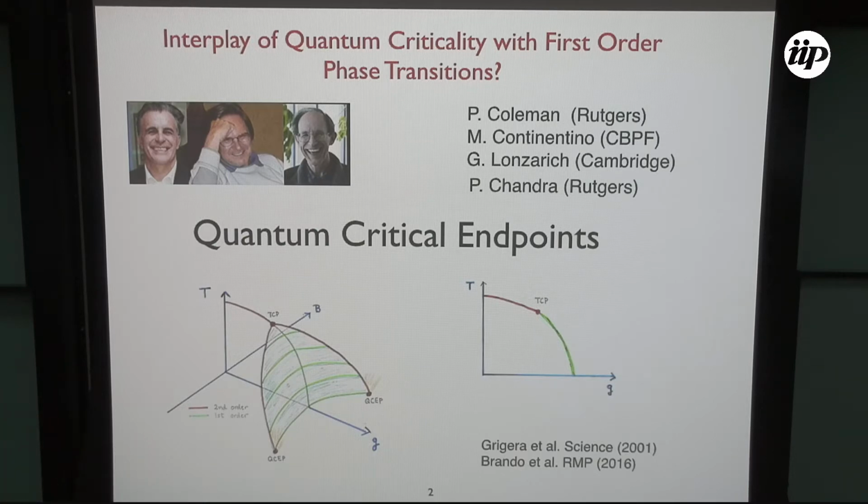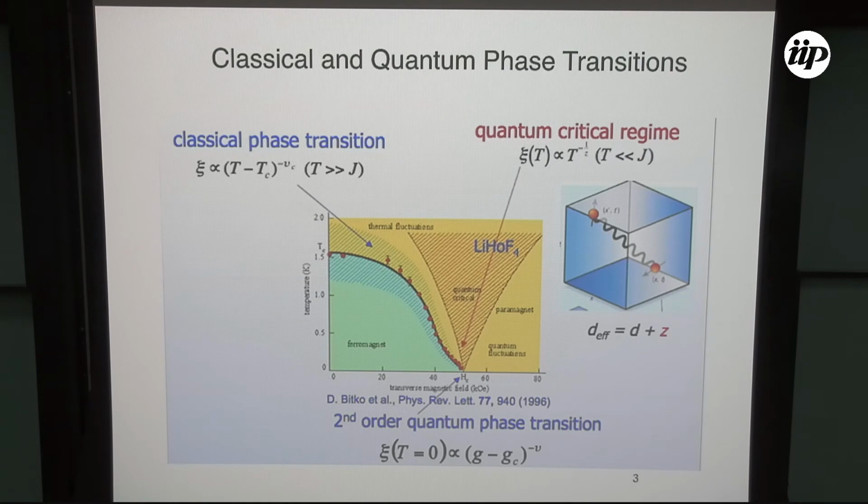Okay? All right. So let's just remember, particularly for those of us who are students in the audience, about classical and quantum phase transitions. In classical transitions, of course, the dominant energy scale is temperature. And in a classical phase transition, temperature is then the tuning parameter. And at a classical second-order transition, we have a correlation length that diverges.